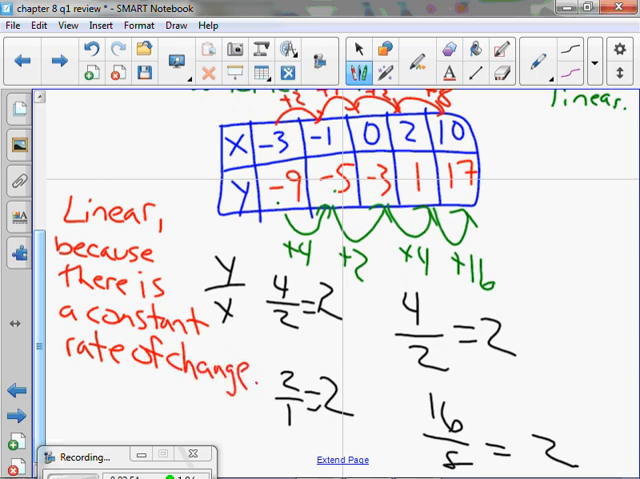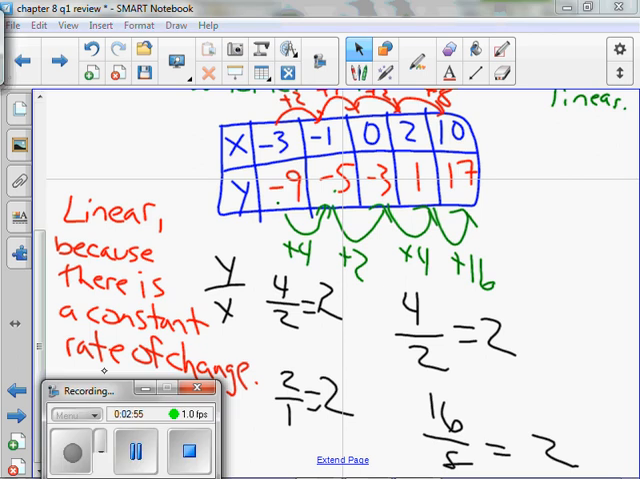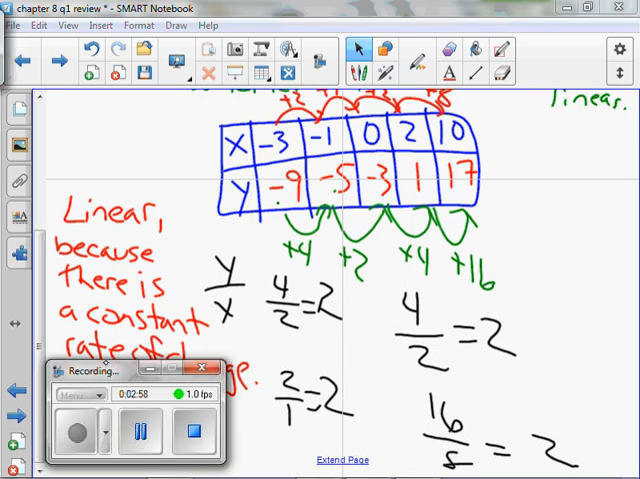Okay, that's how you do that problem. That's what the rate of change is. We went over several examples in class. Now I'm going to pause the video and align the board. I'll be right back.